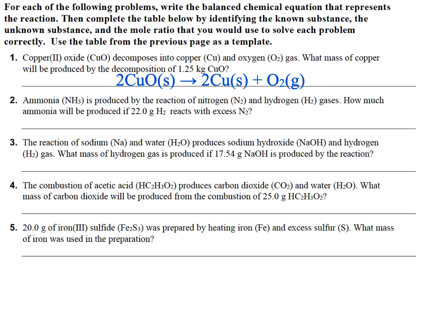Okay, did you write it? Does your equation look like this? N2 plus 3H2 yields 2NH3. Number 3, the reaction of sodium and water produces sodium hydroxide and hydrogen gas. Write the balanced equation. Please pause.